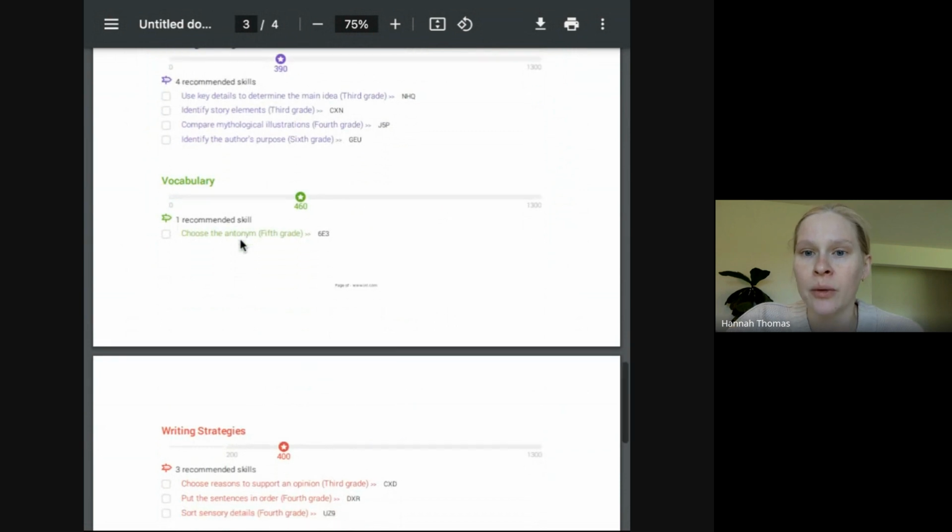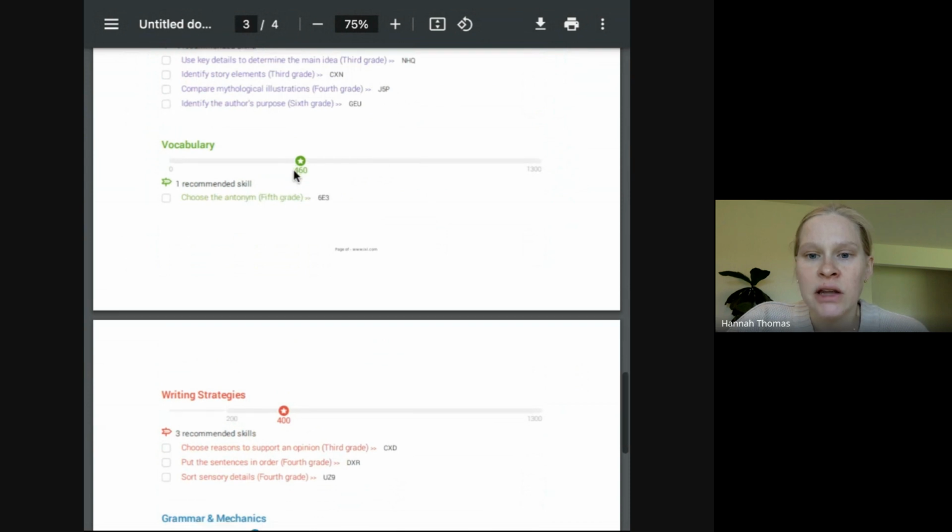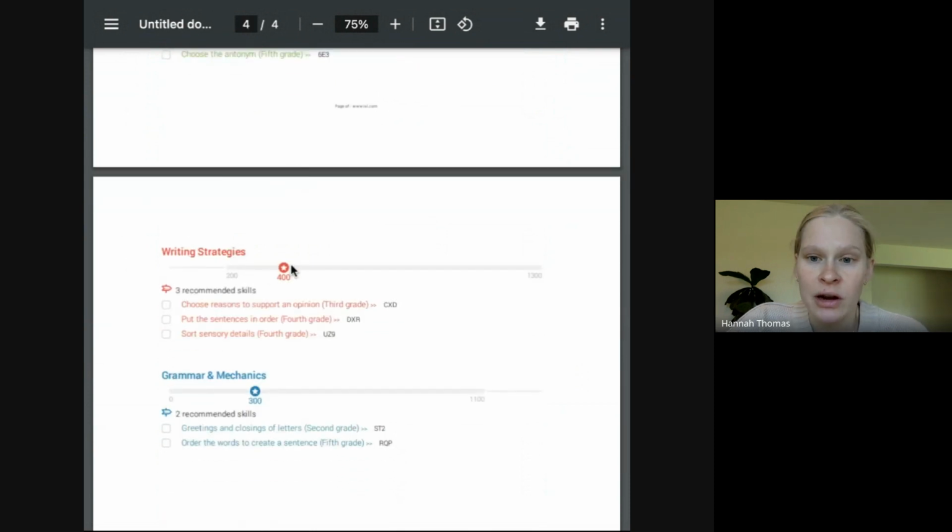However, we're going to first look at his other skills. We see vocabulary is at 460, and we see writing strategies at 400, but we do see grammar and mechanics is at 300, and he needs to first master this 2nd grade skill. And so that's going to be the skill that we want to focus on first above others, because that is sort of seen as a gap in his learning. In order to get to this 5th grade standard, he needs to first practice this 2nd grade standard. So that's where we would start.